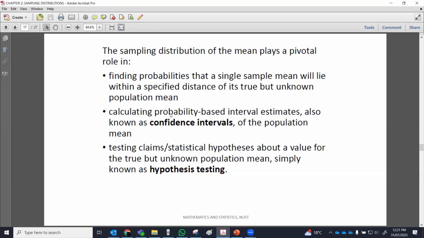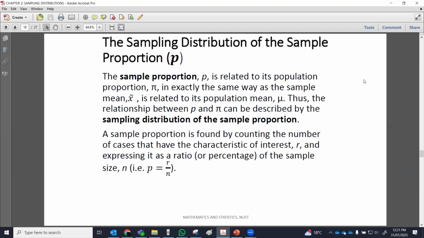So in our next chapter, when we're calculating confidence intervals, this sampling distribution is going to come in handy. And also when we're doing hypothesis testing. When we look at those, you will see why this is a very handy tool to have. Now, today we look at the sampling distribution of the proportion.